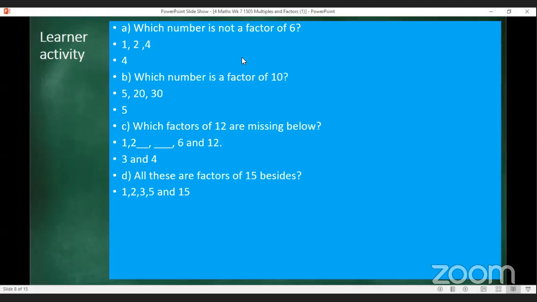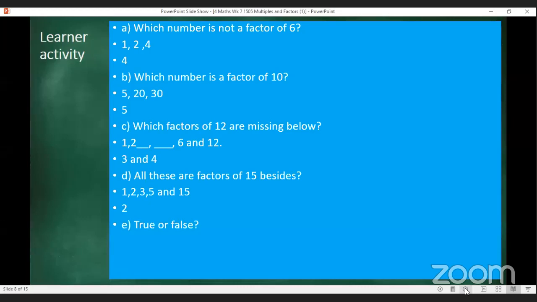Yes, 2, you are right. No, 1 is a factor of every number, guys, so it cannot be 1. 2 is right. If you say 2, you are right. Well done. If you say 2, you understand the factors. So the answer is 2.